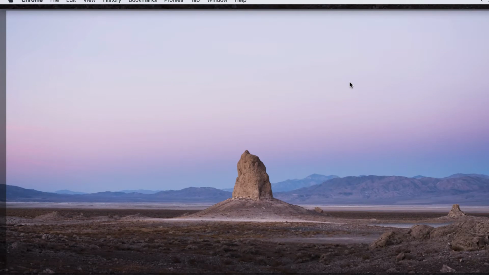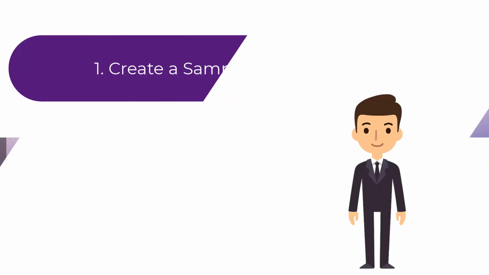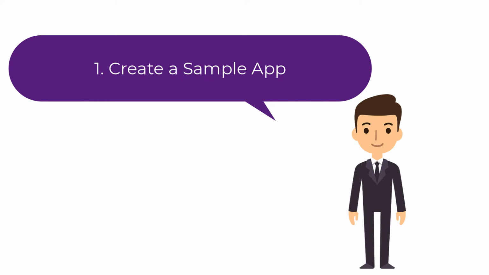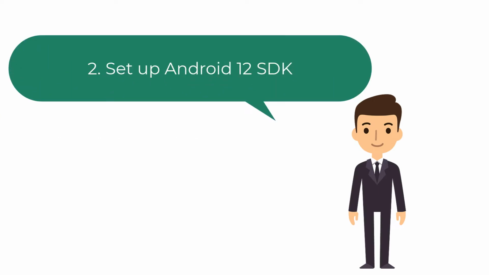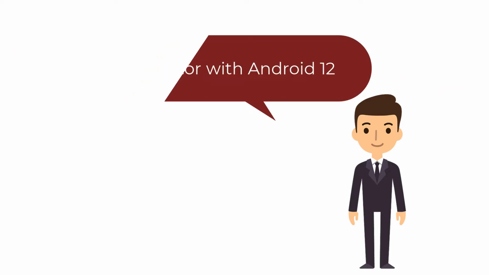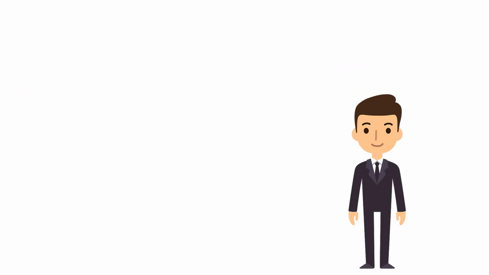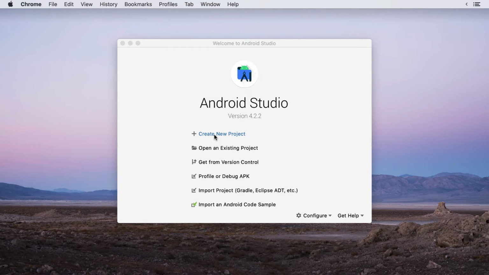As you all know, Android 12 is going to be out very soon. In this video, you'll set up your development environment ready for Android 12. You will do 4 steps. First, create a sample app. Second, set up Android 12 SDK. Third, create emulator with Android 12. And fourth step, you will modify your sample app to target Android 12. So let's get started with first step of creating the sample app.